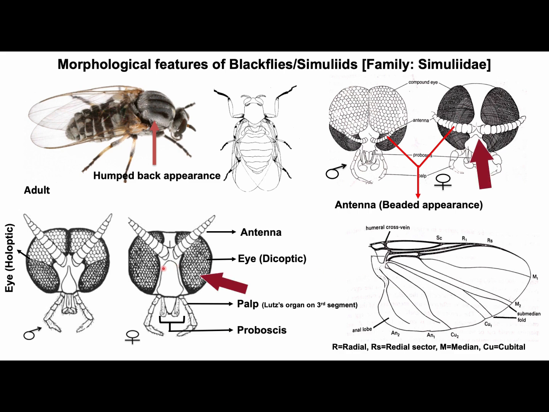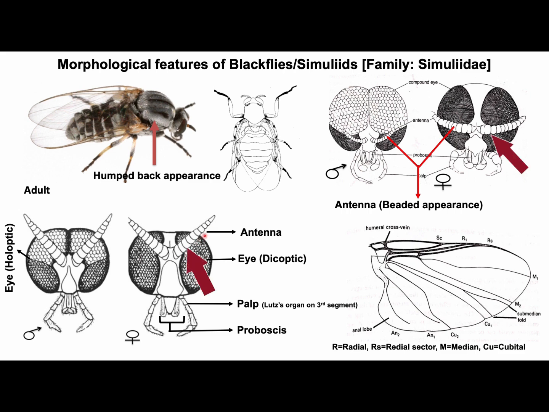Eyes of female flies are well separated, and this type of eye is known as dichoptic eyes. Eyes of male flies are larger, broadly contiguous or close together, and this type of eye is termed holoptic eyes. So based on holoptic and dichoptic eyes, the sexes of blackflies can be differentiated.